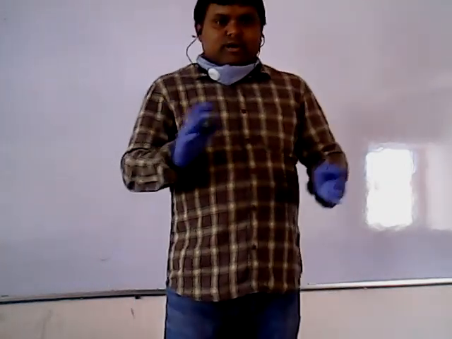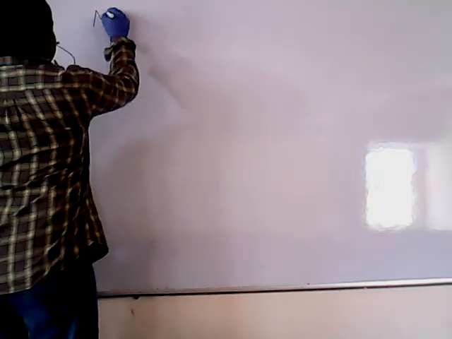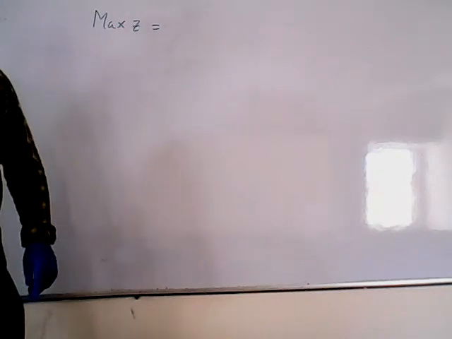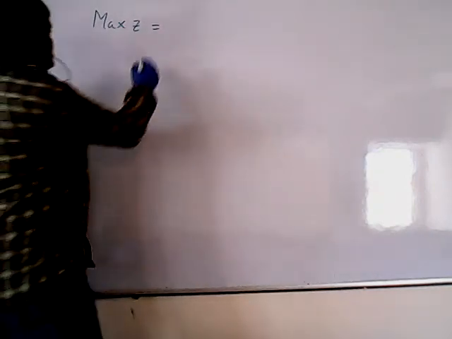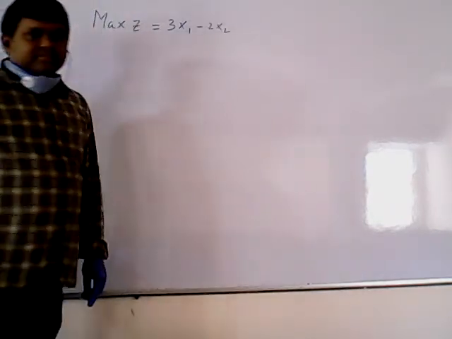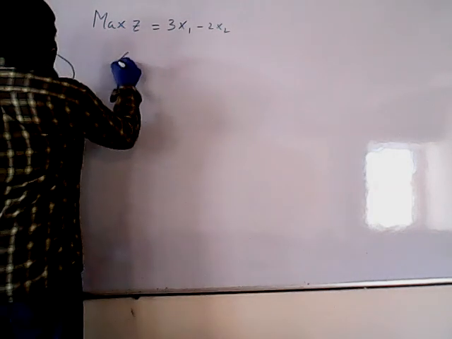I will take one problem and explain how the common region does not exist in the LPP. Let us solve the following LPP by using graphical method. Maximize z equal to 3x1 minus 2x2, subject to the constraints.